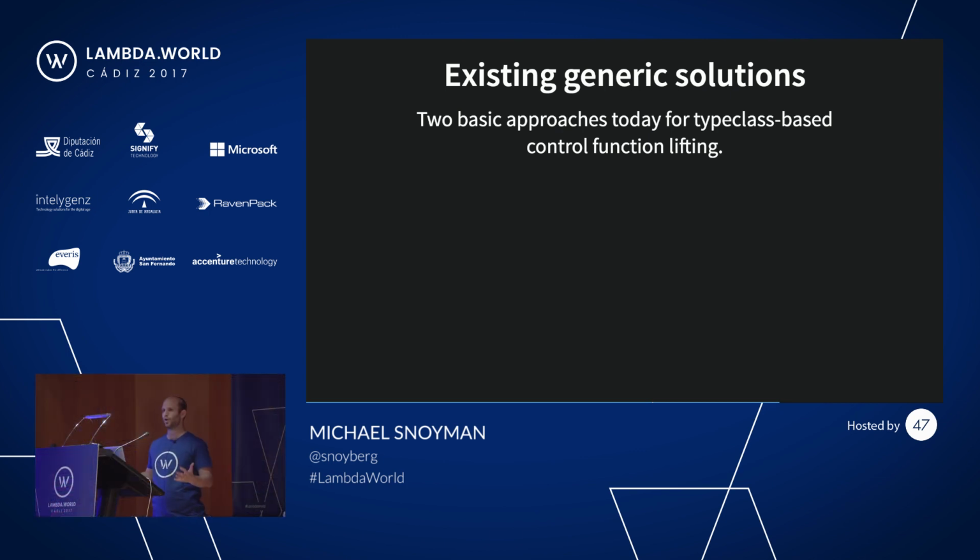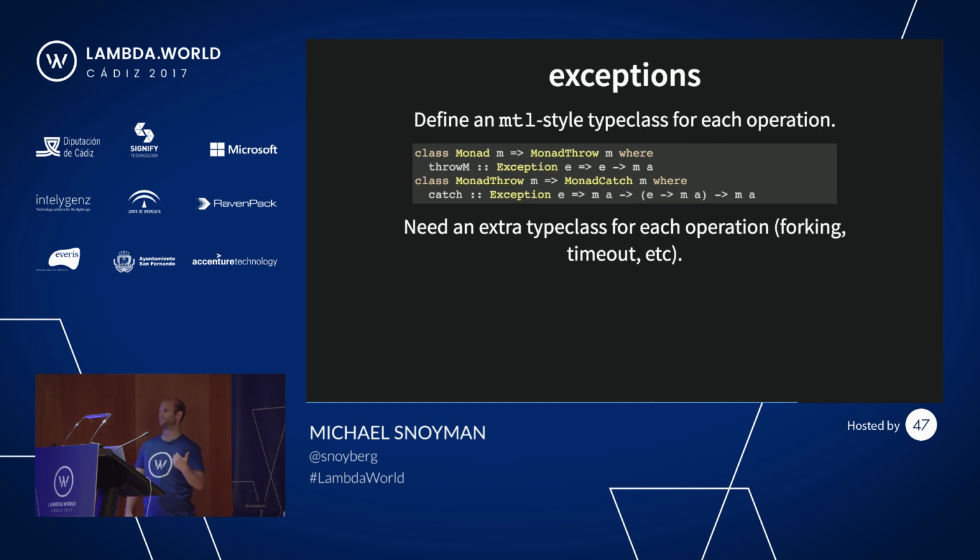At the end of the day, people do want to deal with these functions inside of their monad transformer stacks. So how is it that you should do it? I'll first talk about the two existing solutions which I mentioned earlier. One is the exceptions package. The exceptions package defines MTL-like type classes for each one of these operations that you'd want to do. So there's a monad throw type class, and it tells you how you're going to throw an exception. And there's a monad catch, which tells you how you're going to catch an exception, and so on and so forth.